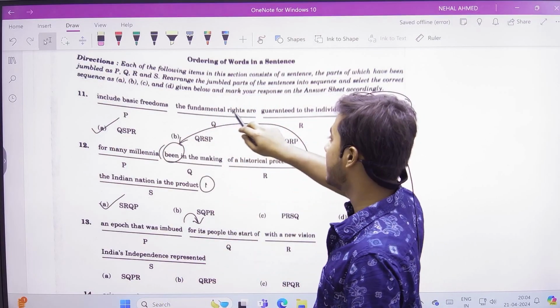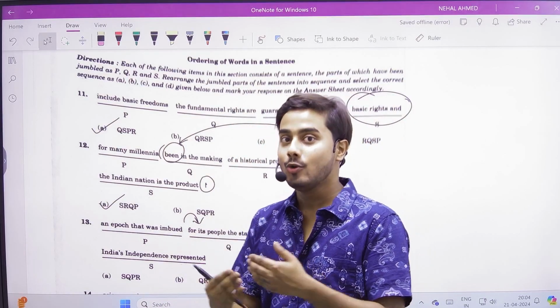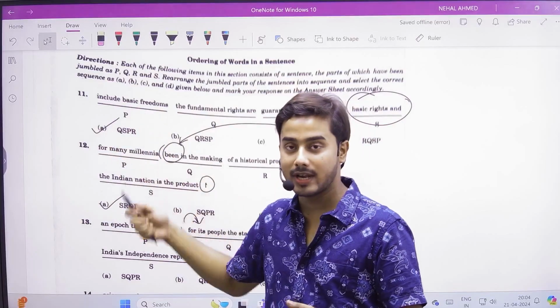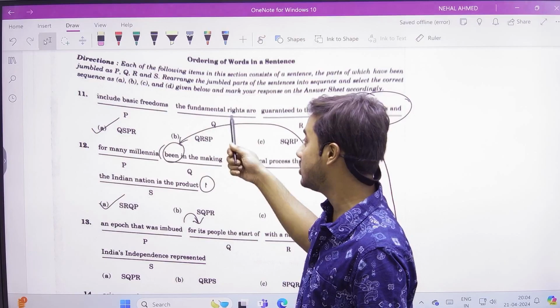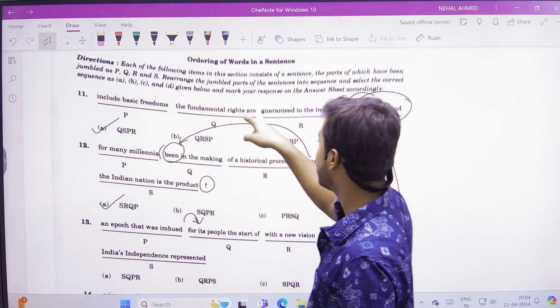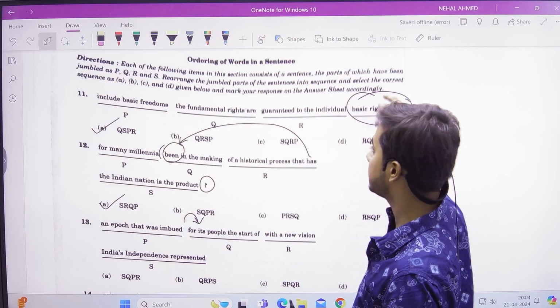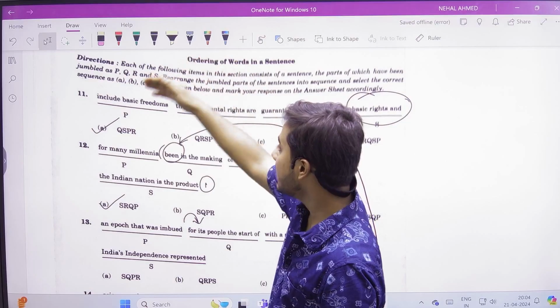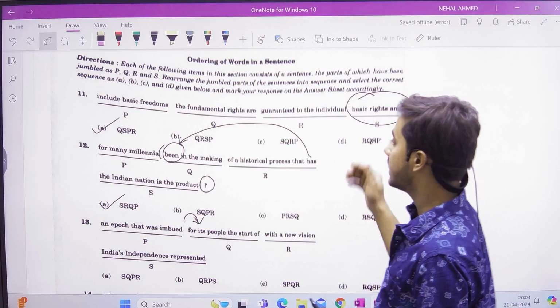So the fundamental rights are the thing which includes basic freedom, right? So the fundamental rights immediately become the subject of the sentence, thus making Q the first part of the sentence. So the fundamental rights are what? Are basic rights and include basic freedoms guaranteed to the individual.